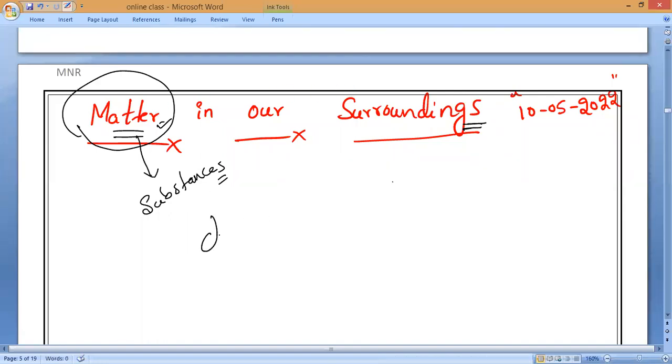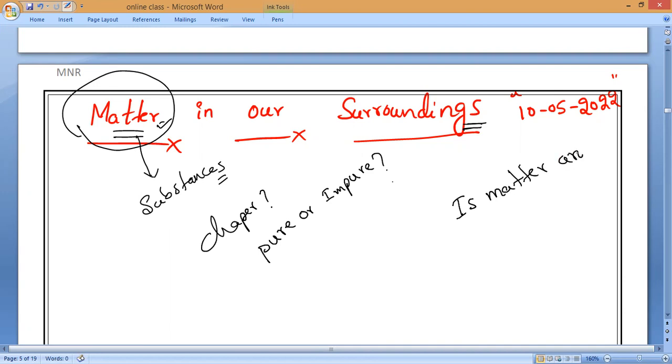Now, in chapter 2 in chemistry, we will study whether the matter or substances present in our surroundings are pure or not. Understood? Pure or impure, we will study that in chapter 2. Whether substances are pure or impure, and what the separation processes are, all that we'll study in detail in chapter number 2. That is, "Is matter around us pure?" That is chapter number 2. Is it right, Harish? Is matter around us pure? That is chapter number 2.